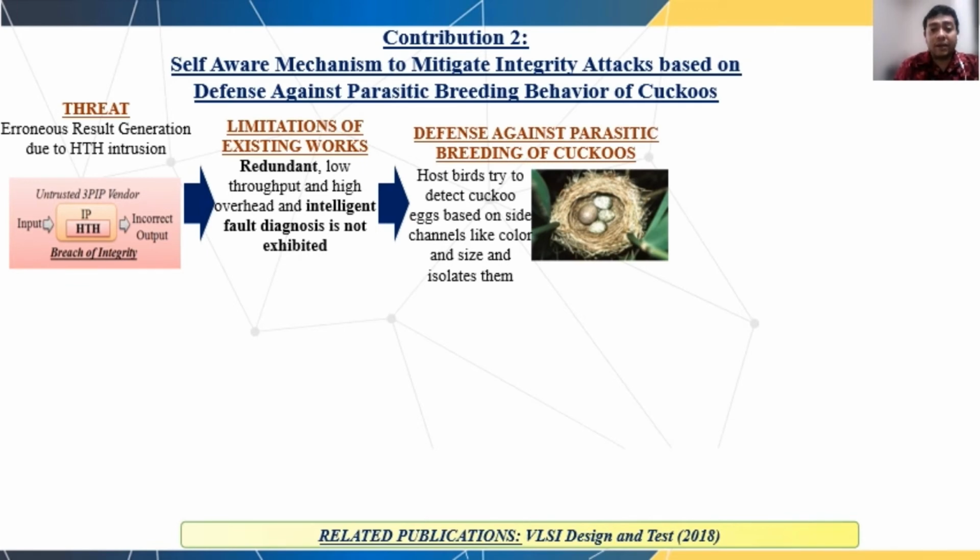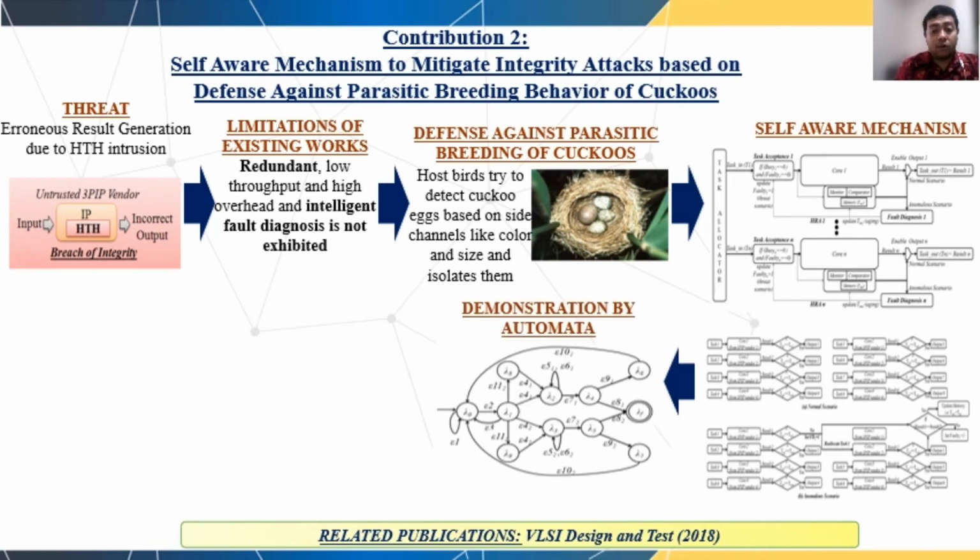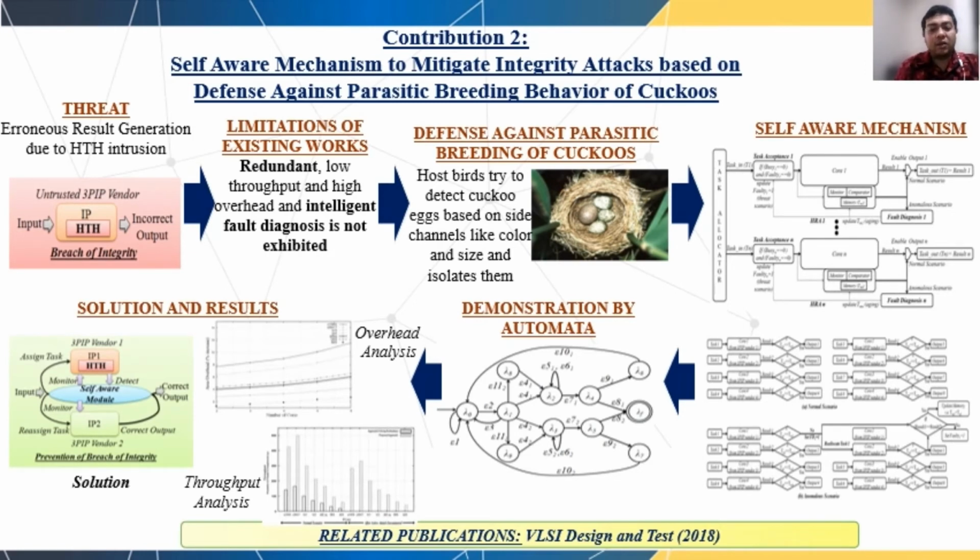So we seek refuge in the defense against the parasitic breeding behavior of cuckoos, where the host bird tries to detect cuckoo eggs based on side channels like color and size. Based on this, we develop self-aware intelligent modules which monitor the operations of their host, and on detecting an anomaly perform intelligent fault diagnosis. That is, it does not perform triple modular redundant execution and majority pooling, but on detecting vulnerability based on a side channel like timing, it reperforms the operation on some adjacent IP. We demonstrate this based on automata, and these are our results where we obtain low overhead and high throughput.